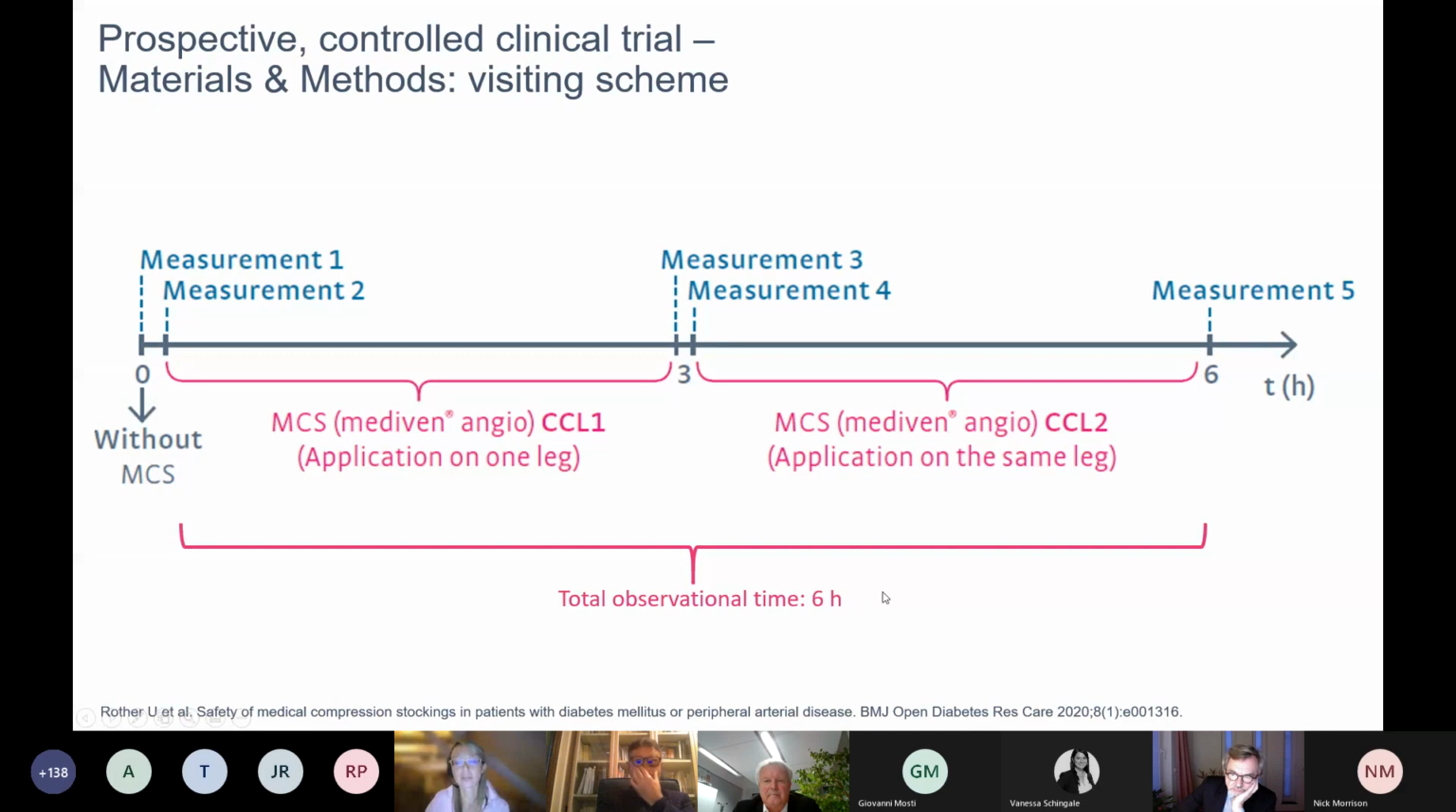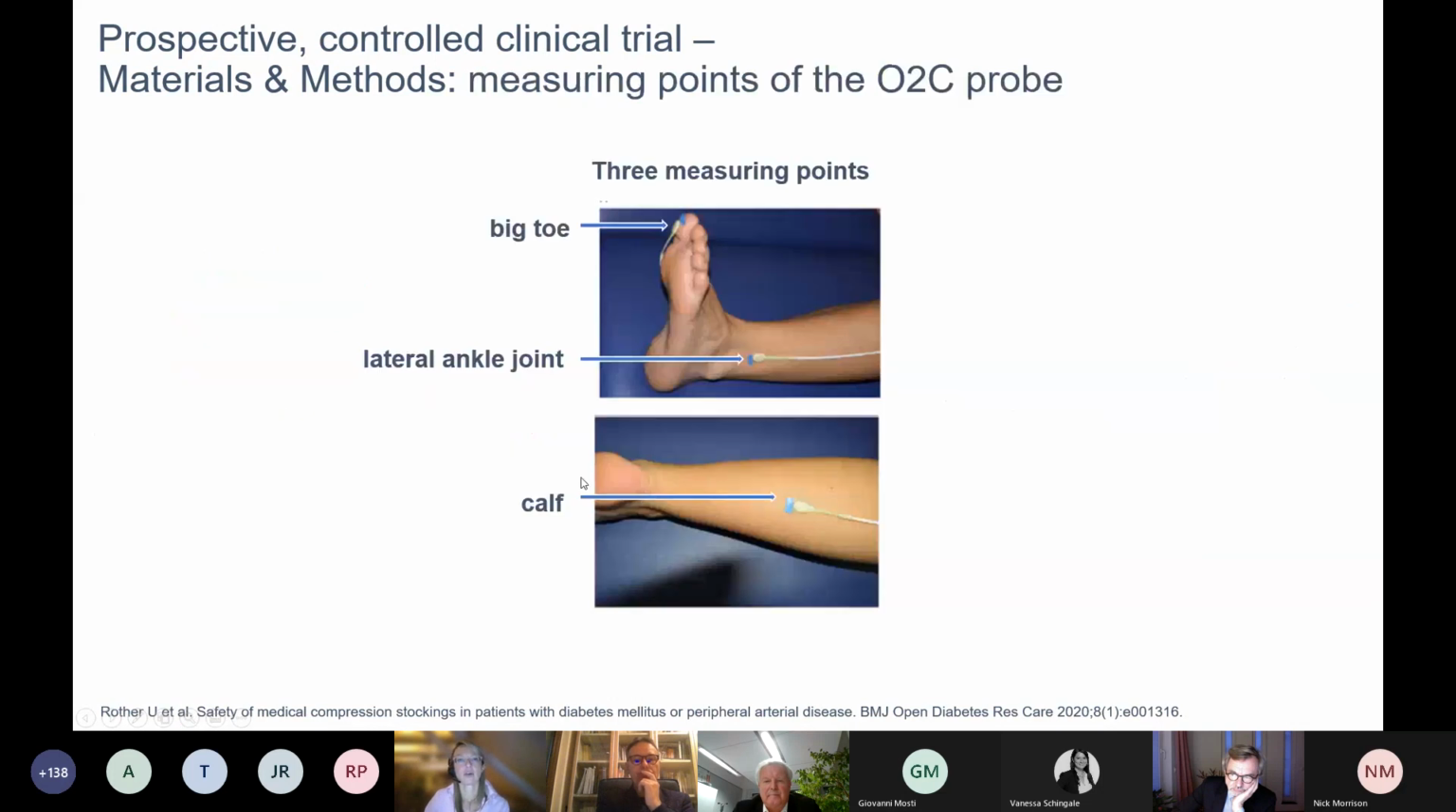And I think in this time frame, it's really relevant to see whether there are any changes in microcirculation. I also want to present you the measuring points of the O2C probe. We had 3 measuring points. At first, we had the measuring point at the big toe. And I think you can imagine why we used this measuring site, because the big toe is the most peripheral, the most distal area of the lower extremity. And so this big toe, of course, is the most critical site in patients with PAD and diabetes mellitus.